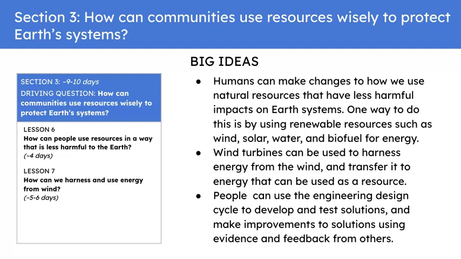Through the storyline of Section 3, students gain an understanding of these standards-based big ideas. Humans can make changes to how we use natural resources that have less harmful impacts on Earth systems. One way to do this is by using renewable resources such as wind, solar, water, and biofuel for energy. Wind turbines can be used to harness energy from the wind and transfer it to energy that can be used as a resource. People can use the engineering design cycle to develop and test solutions and make improvements to solutions using evidence and feedback from others. Section 3 should take about 9 to 10 days to complete.